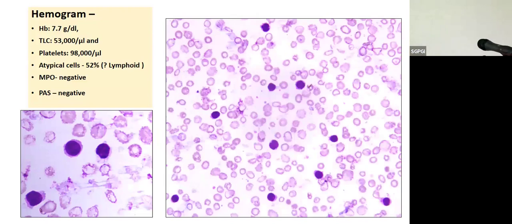Are these blasts? Are you sure they are blasts? They can be blasts. Even I thought of blasts. They definitely can be blasts. They are atypical cells with a very high NC ratio. If I'm not able to see any nuclei, that doesn't mean that they are not blasts.